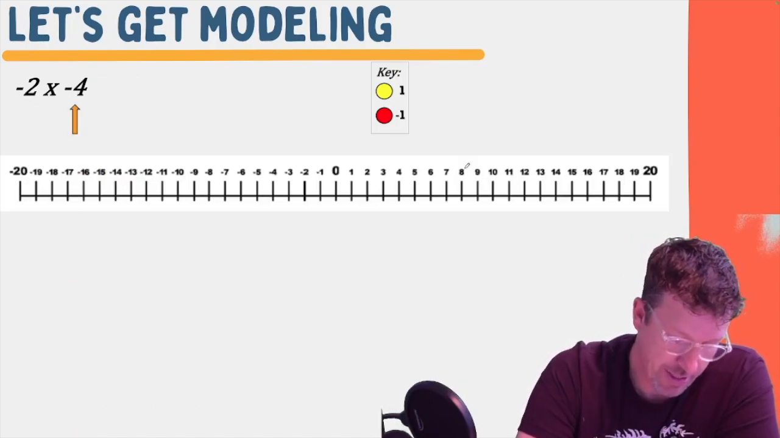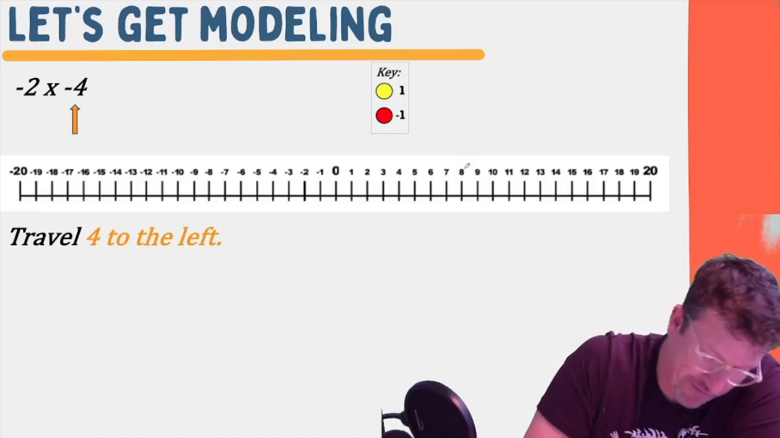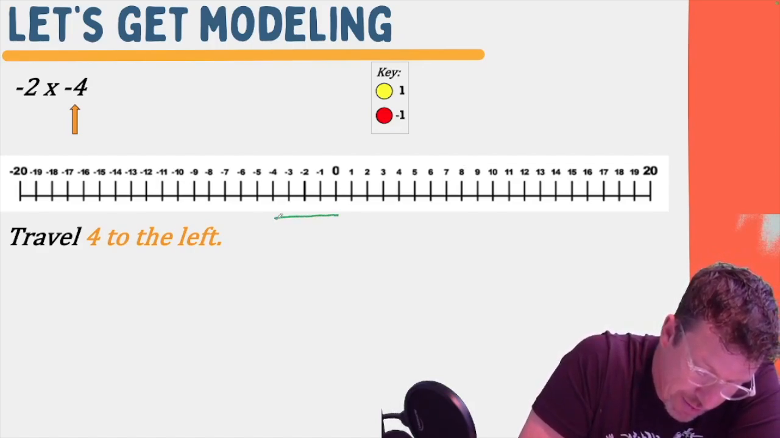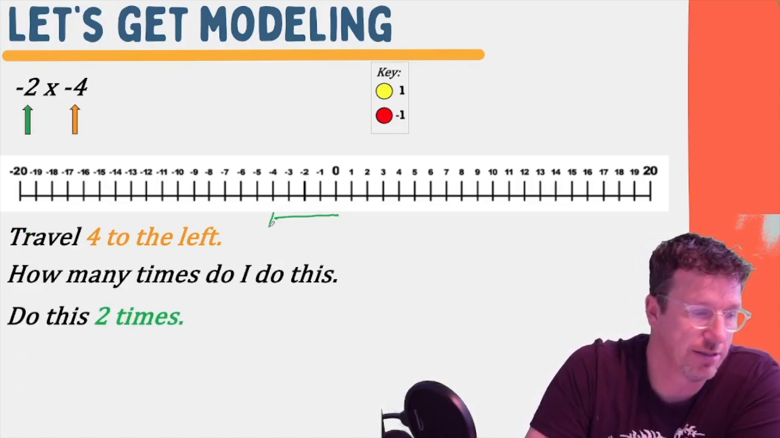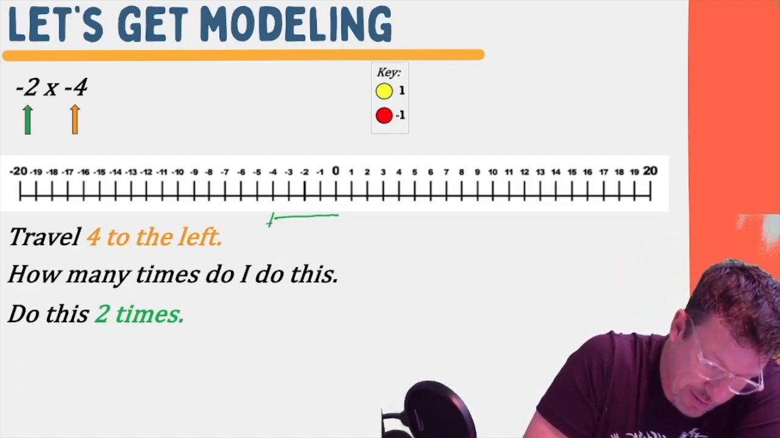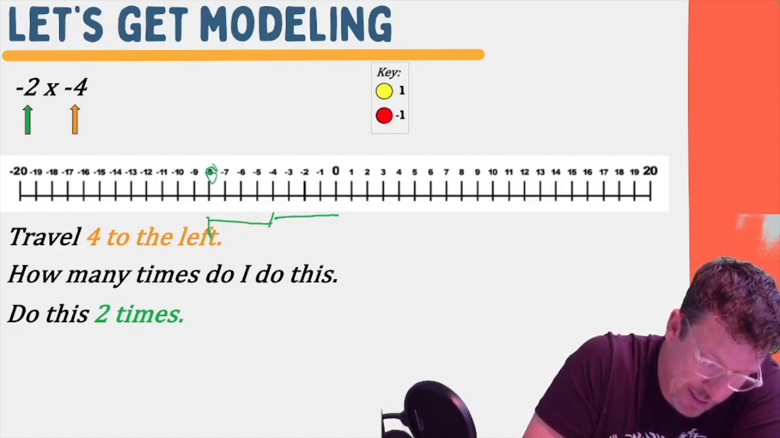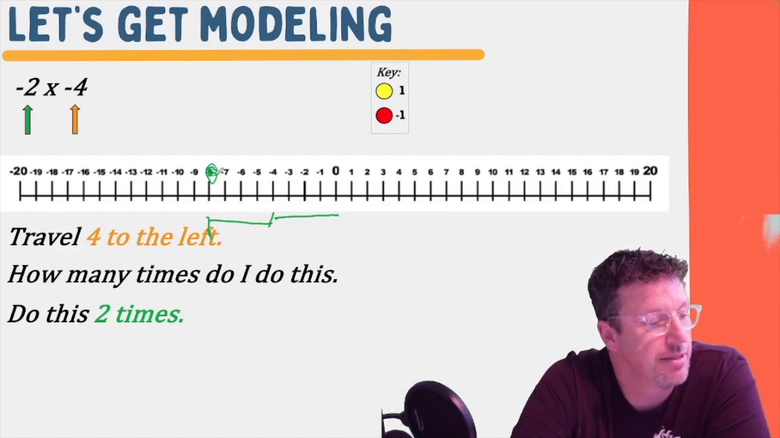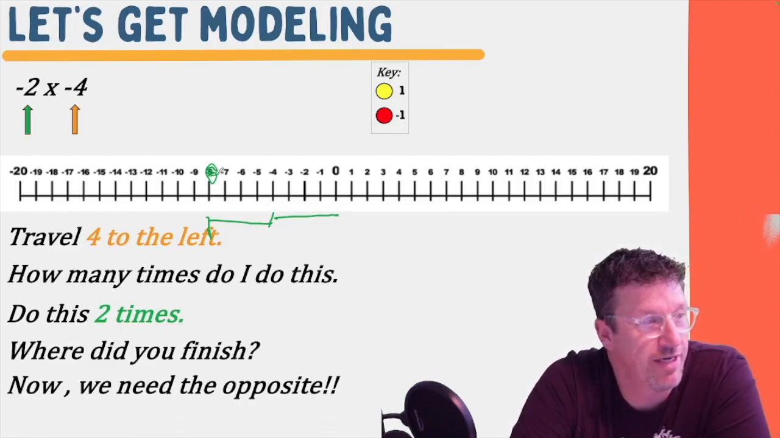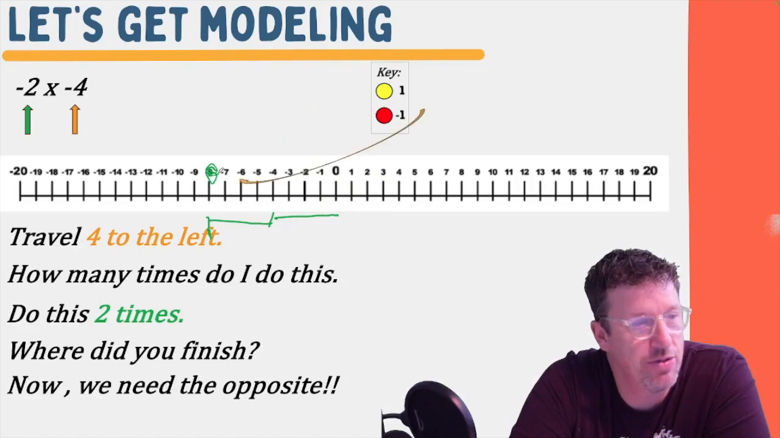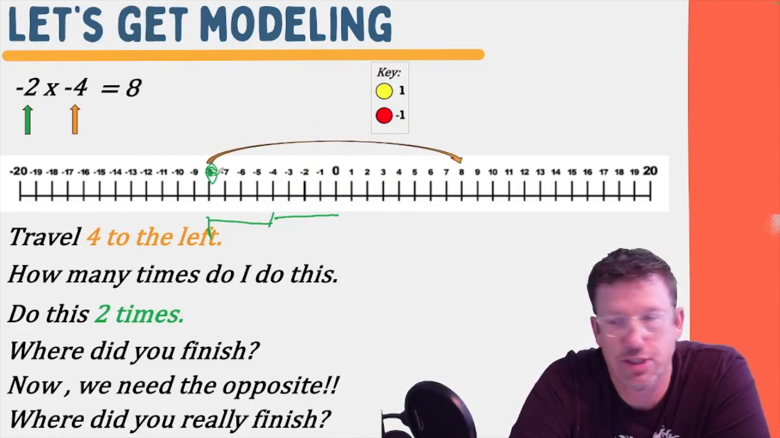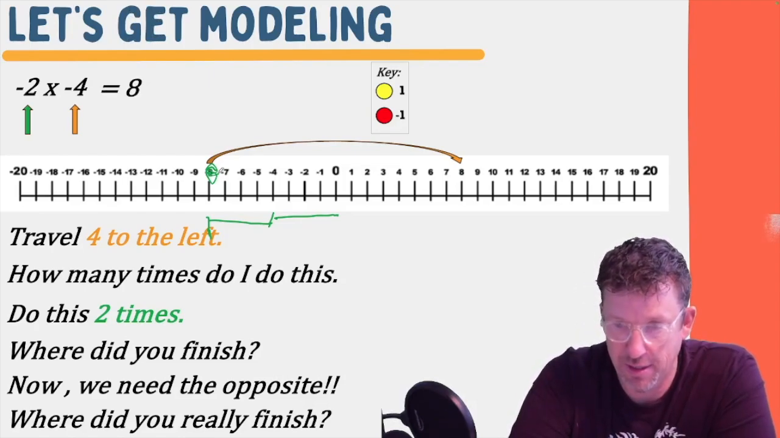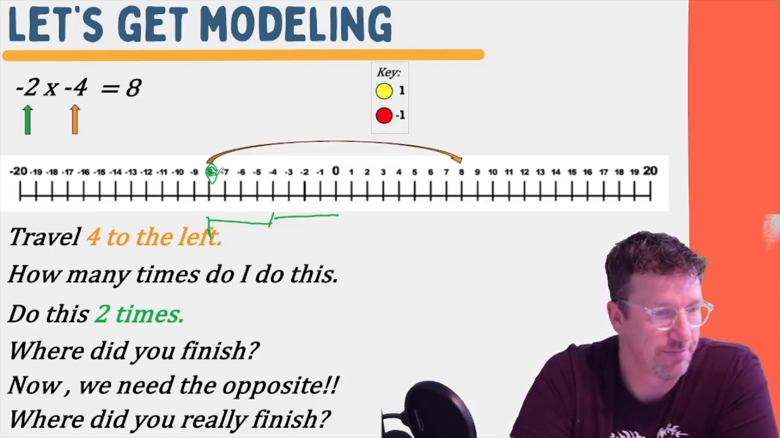So what do we do here? Well, we start off by going 4 to the left because that's a -4. All right. And then once we do that, we figure out how many times are we going to do this? Well, we're going to do it twice. So let's go ahead and do that again. 1, and here's another one. Okay. So that makes us end up at -8. Okay. But where did we really finish? Because we want the opposite of that. Flippity-doo-dah-day. And now we bring ourselves right back over to 8. So the answer to this question is 8. The opposite of 2 groups of -4 would be 8.